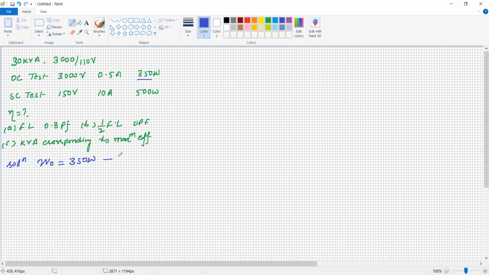and it is nothing but the iron loss, Pi. Similarly, WSC is equal to 500 watt. It is nothing but the full load copper loss, PCU. From this, under such condition, the current I1 is 30 kVA divided by 3000, which equals 10 ampere.